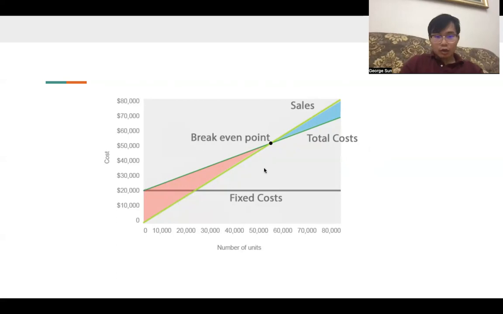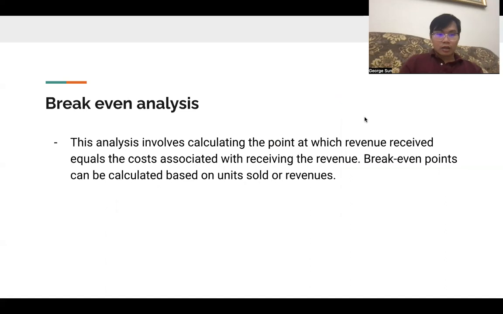As we can see here, when those two lines overlap with each other, that's the break-even point, which means I'm breaking even, as in I'm not making any money, but I'm not losing any money either. Before that, in the red area, it means we are losing money. And in the blue area, it means we are earning money. Break-even analysis involves calculating the point at which revenue received equals the cost associated with the revenue.